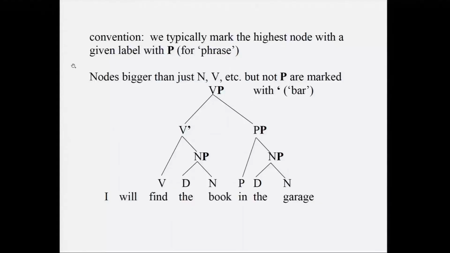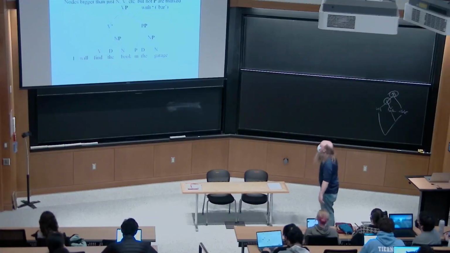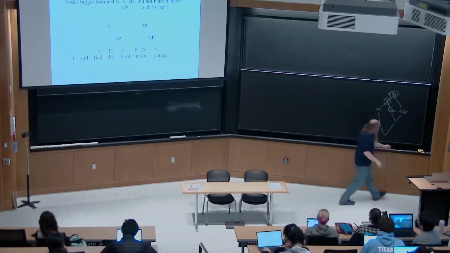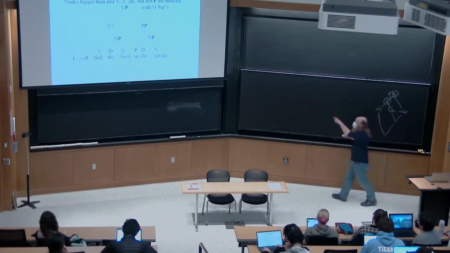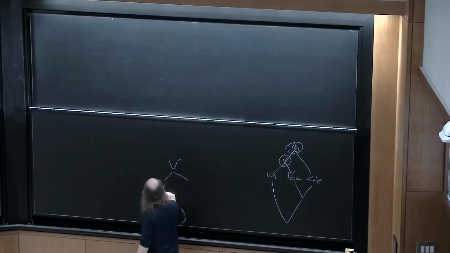We have another thing that we do for exactly that case. Nodes that don't get the label P because they're not the highest thing, and that also are not just the bare word, like find, just the verb, things that are in between like that. It's sort of an unfortunate label. We call things like, so here, I'll draw it again here. Find the book.